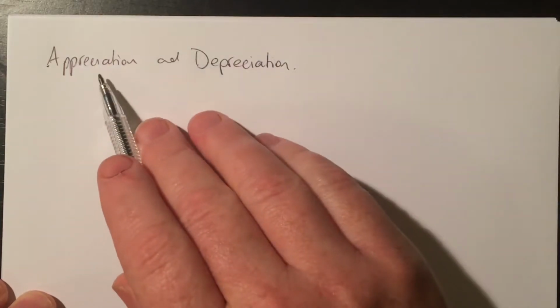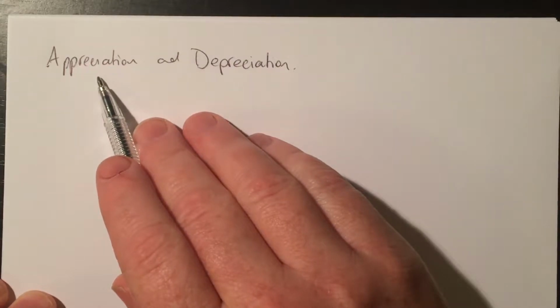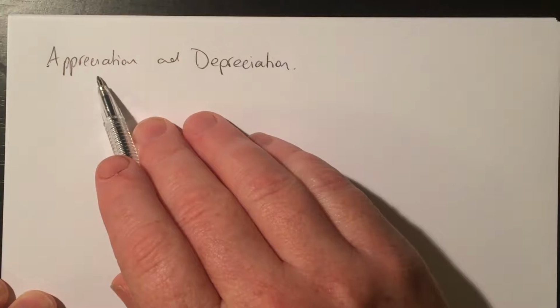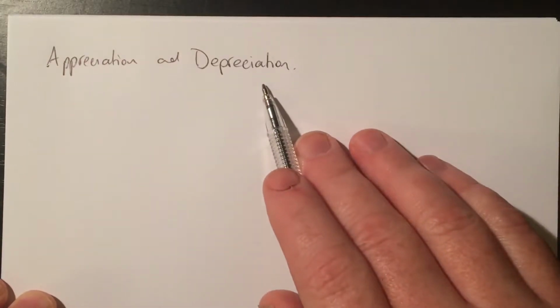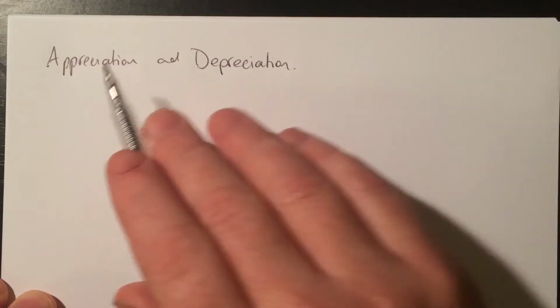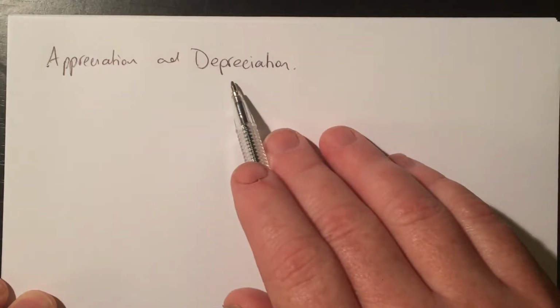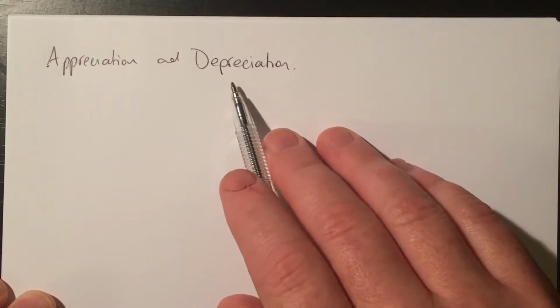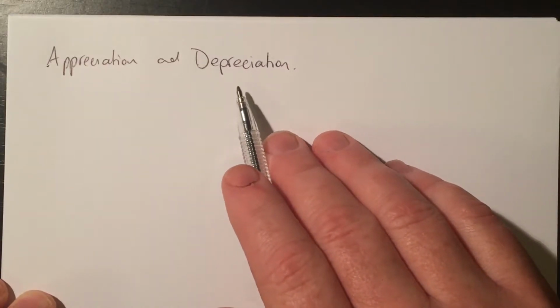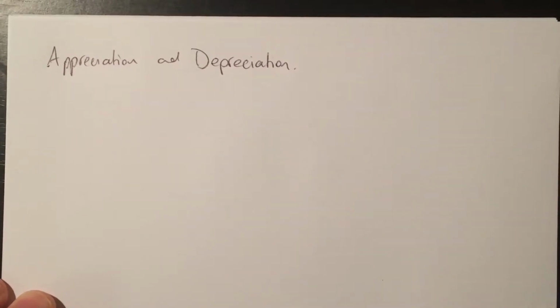An example is an antique or a classic car over time might become more and more valuable. So its value will appreciate. An example of depreciation is if you go and buy a brand new car, after a couple of years it will be worth less. Its value will have decreased.